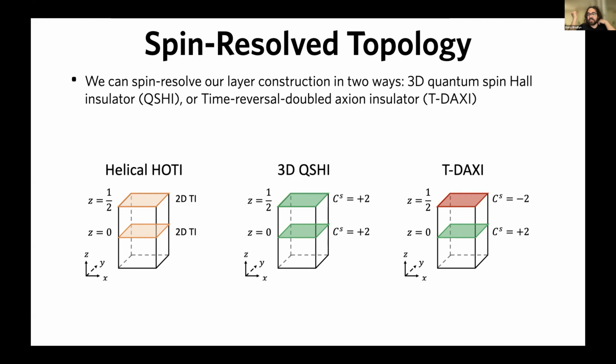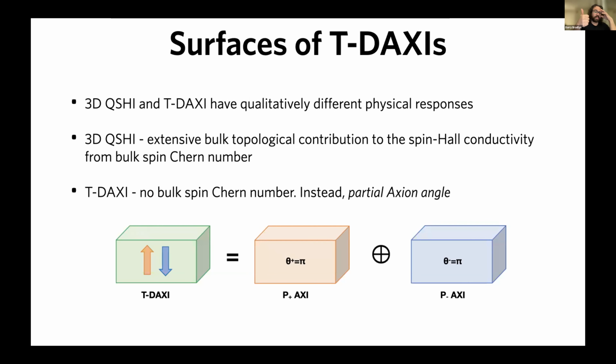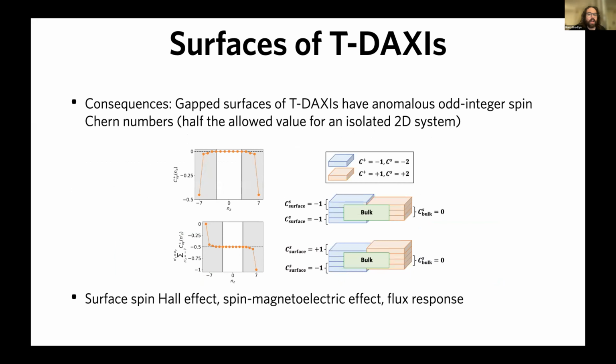This is like a time reversal doubling of a magnetic axion insulator. The spin up electrons, or mostly spin up electrons, are like a magnetic axion insulator with theta = pi. The mostly spin down electrons are also like a magnetic axion insulator with theta = pi. The way that this manifests on gapped surfaces is that these time reversal doubled axion insulators have gapped surfaces with partial Chern numbers that are equal to 1/2. So spin Chern numbers that are odd integers, which you can't have in a gapped 2D non-interacting electron system.